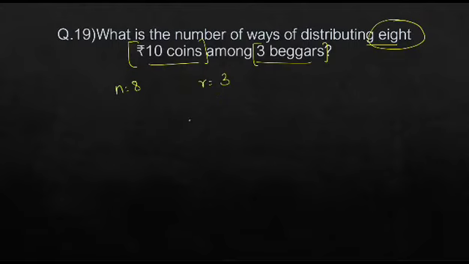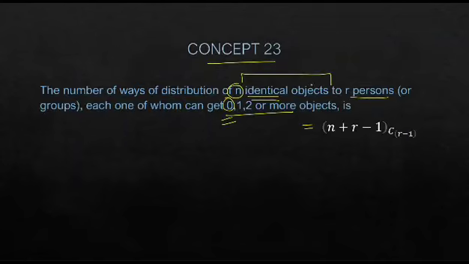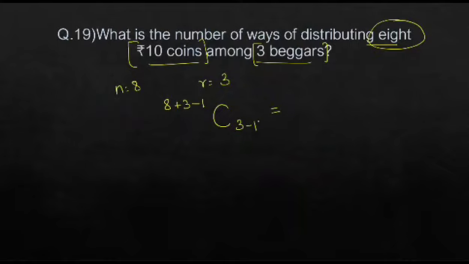So here r will be equal to 3, and according to the formula it will be 8 plus 3, that is n plus r minus 1, and we'll write here C, and it will be r minus 1, that is 3 minus 1. This is the formula. We do not have to get into details of this formula, it will be very complex. So we'll just easily remember this formula for the case where the objects are identical and are being divided. And in this formula, you need to remember that this zero case is involved, that it can happen that none of the persons or groups get anything, right?